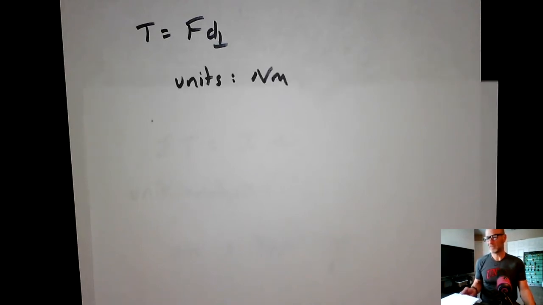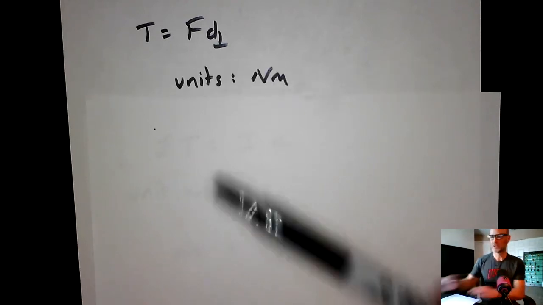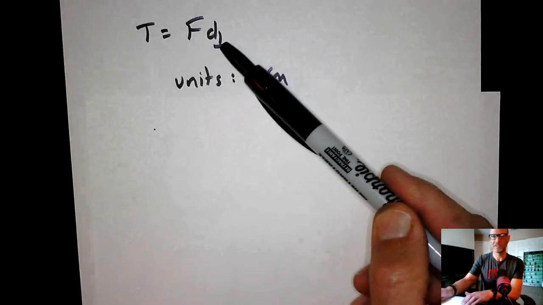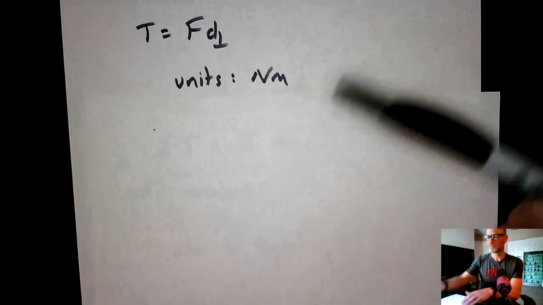Torque: we're going to use this equation, which there's a separate video on. It's the magnitude of force times an object's moment arm, and you want to be able to identify the moment arm of an object graphically. The units are units of force times units of distance, so newton meters.